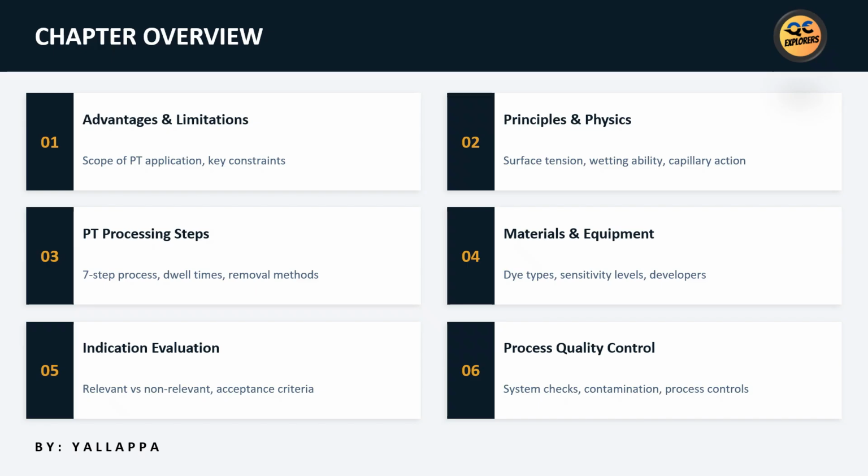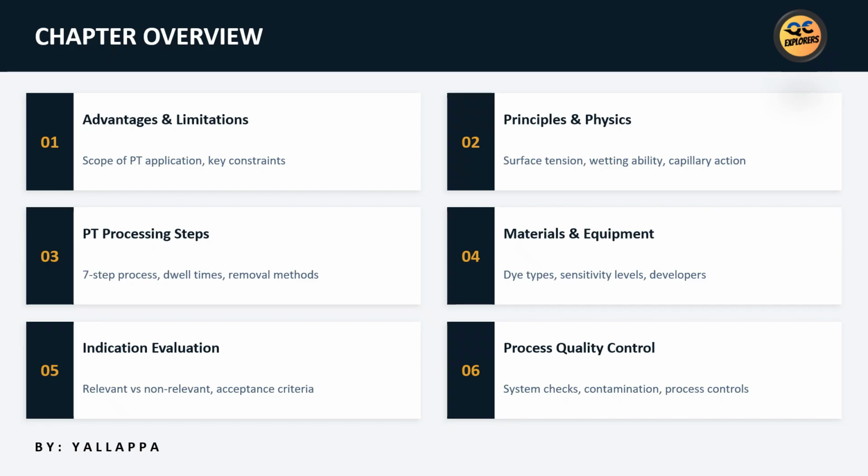Then we'll study the complete PT processing sequence, step by step. And during that section, I'll explain where inspectors commonly make mistakes, especially during cleaning and penetrant removal. After that, we'll discuss penetrant materials, developer types, sensitivity levels, and inspection methods. Then we'll move into indication interpretation and evaluation. Now, this becomes very critical during actual inspection, because one wrong interpretation can lead to either rejecting a good part or accepting a defective part.